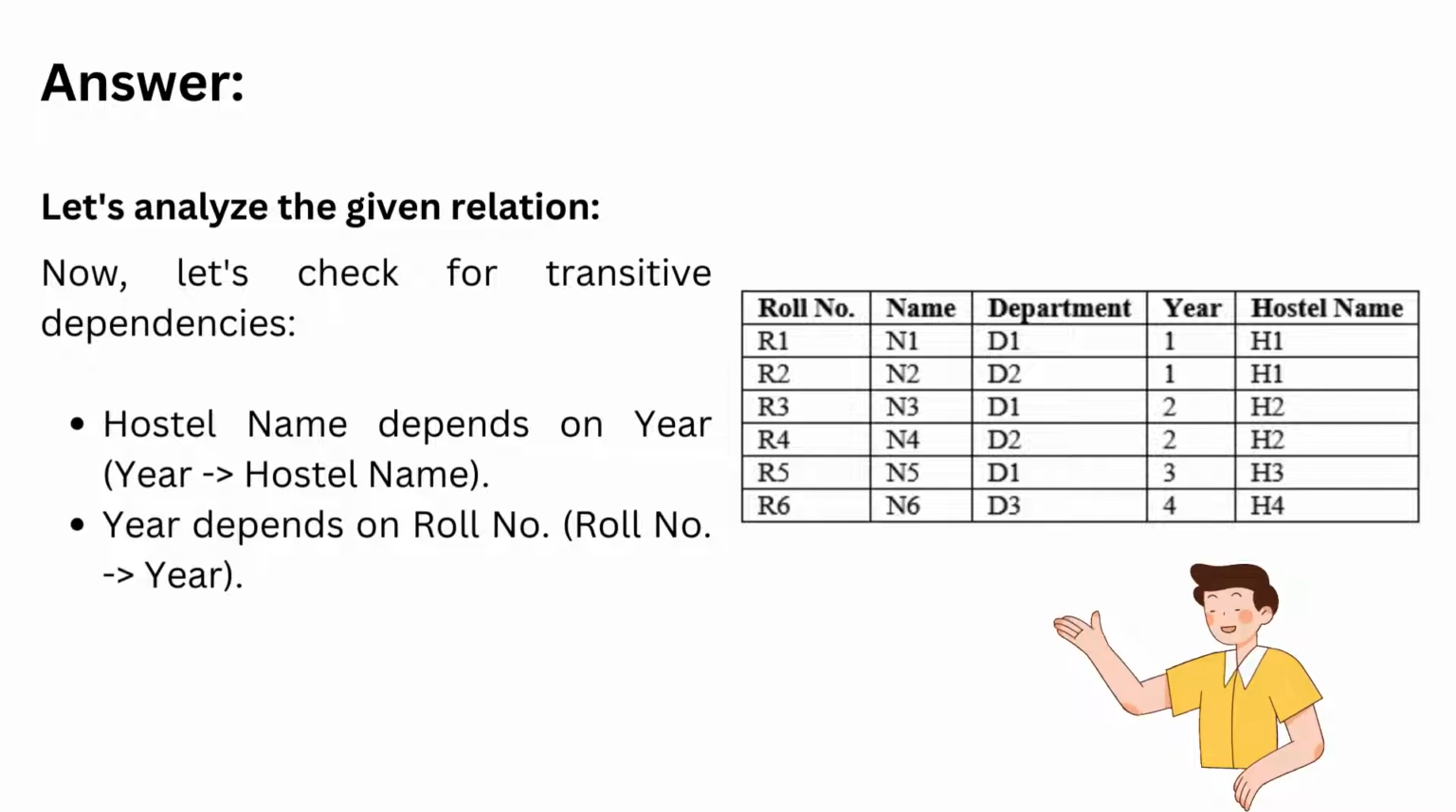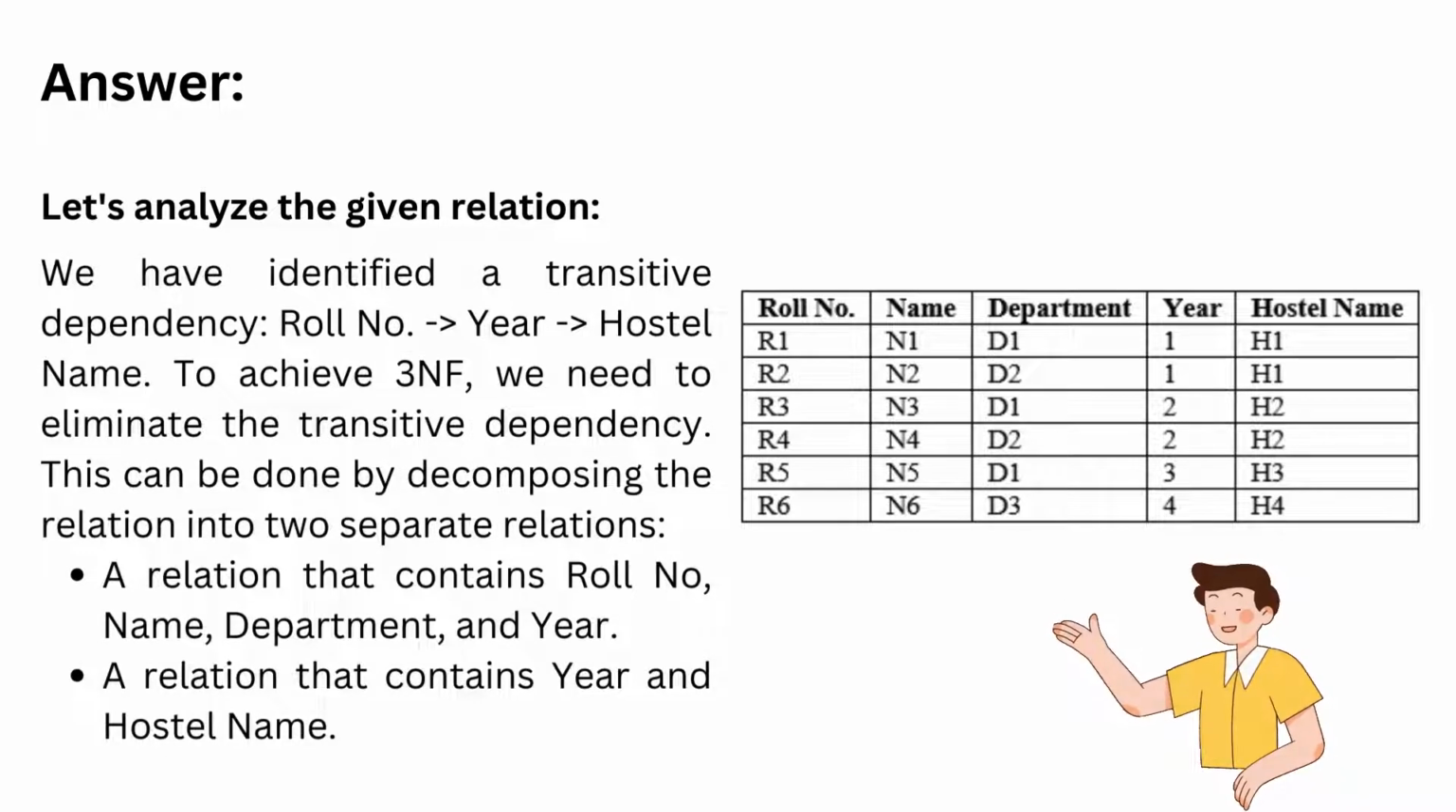Now, let's check for transitive dependencies. Here, hostel name depends on year and year depends on roll number. We have identified a transitive dependency. To achieve 3NF, we need to eliminate the transitive dependency. This can be done by decomposing the relation into two separate relations, a relation that contains roll number, name, department, and year, and a relation that contains year and hostel name.